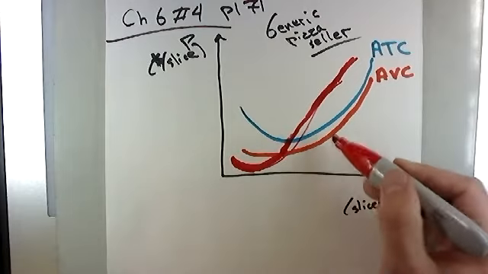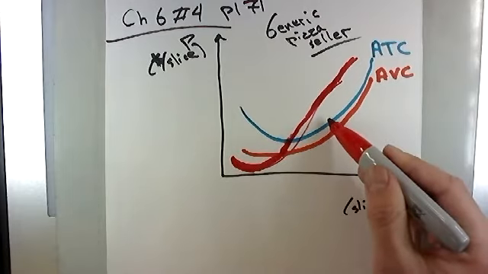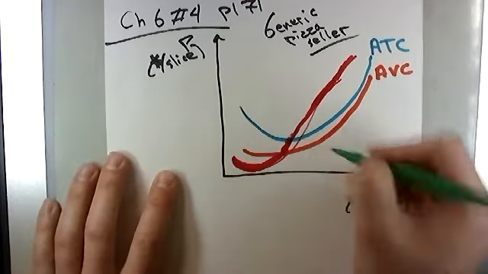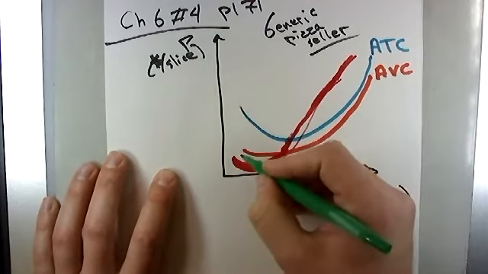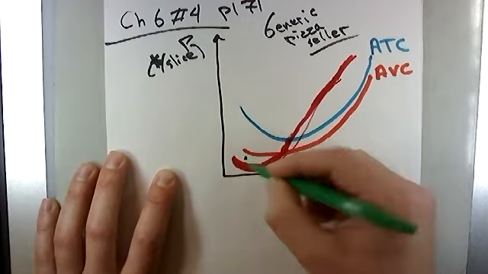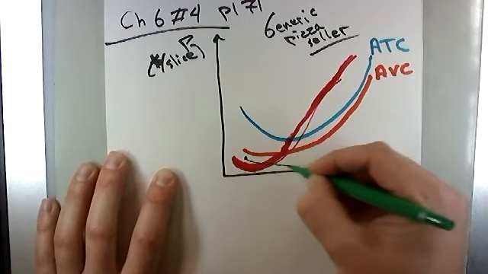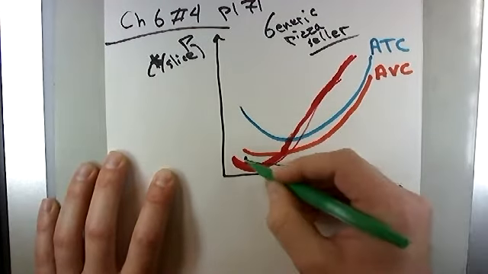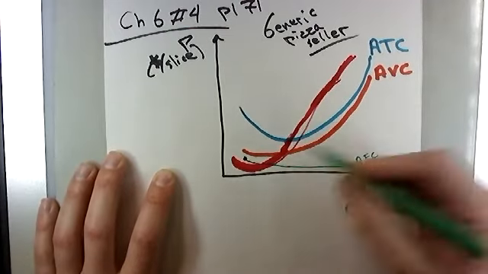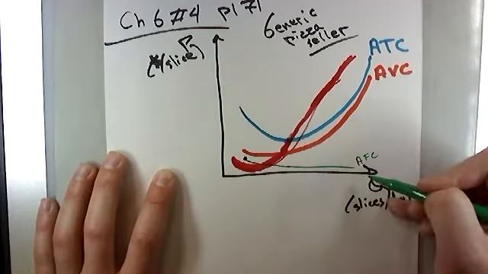Why is this average variable cost curve getting closer to the average total cost curve? I told you that I would let you know. The reason is that there's actually a third curve on here that we don't talk about a lot, called the average fixed cost curve. It starts out at a certain value, and then it goes down and gets closer and closer to zero.